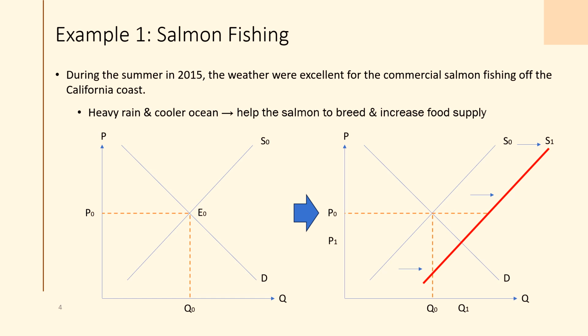Let's look at our first example. During the summer of 2015, the weather conditions were excellent for commercial salmon fishing off the California coast. There was heavy rain and cooler ocean temperatures, which helped salmon breeding and increased the food supply. Before analyzing the effect, we start with the initial equilibrium, point E0 with price P0 and quantity Q0.